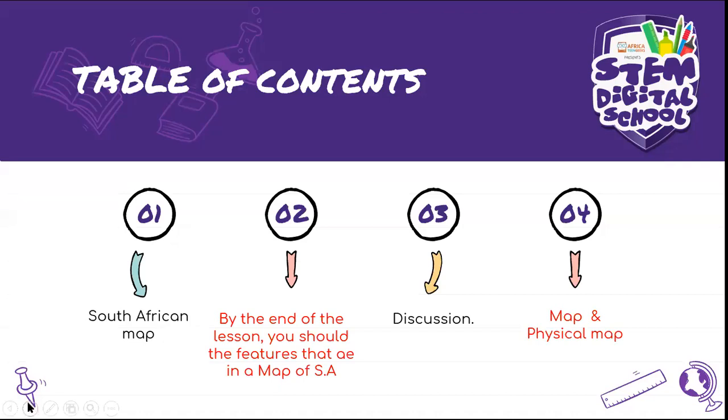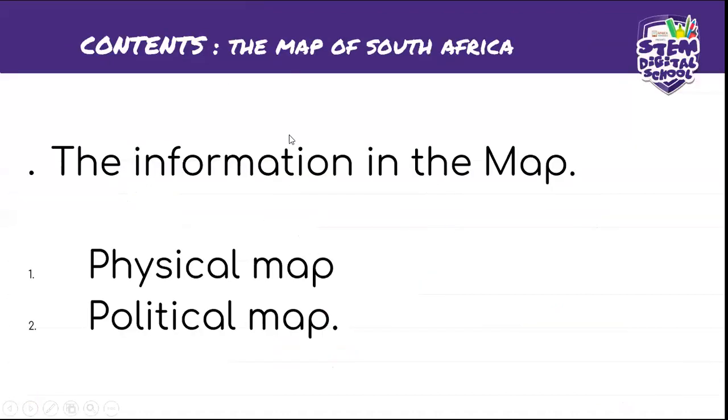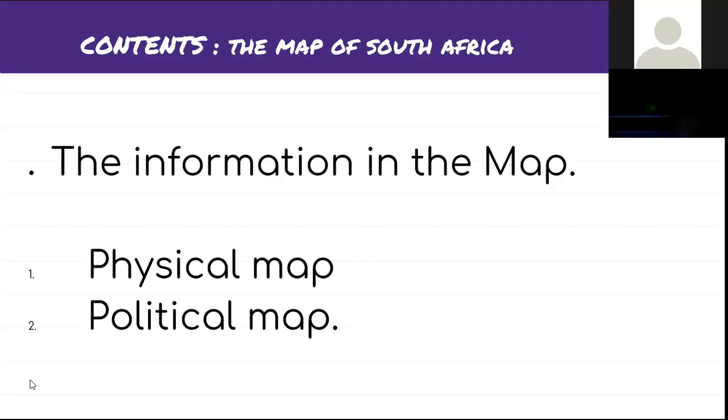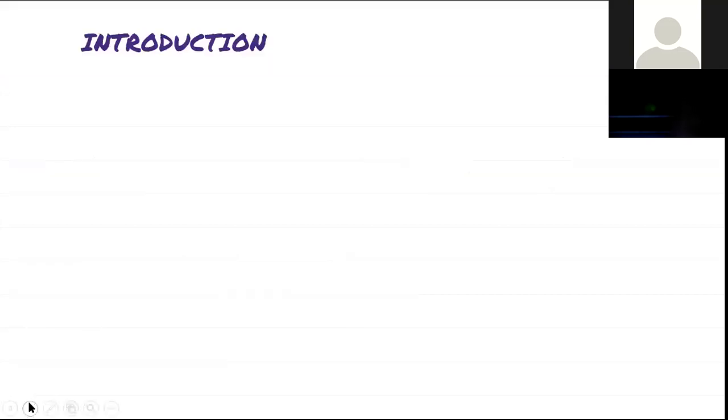So moving on, in our content, the formation of a map, okay? We have two types of map. We have a physical map and a political map. That's what we're going to learn about today. So you should know the differences between these two maps by the end of the lesson, the physical and the political map. Are we good? Okay.